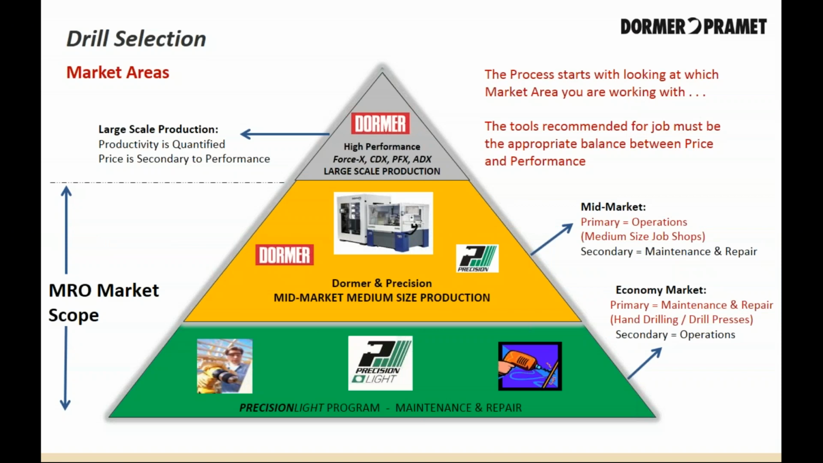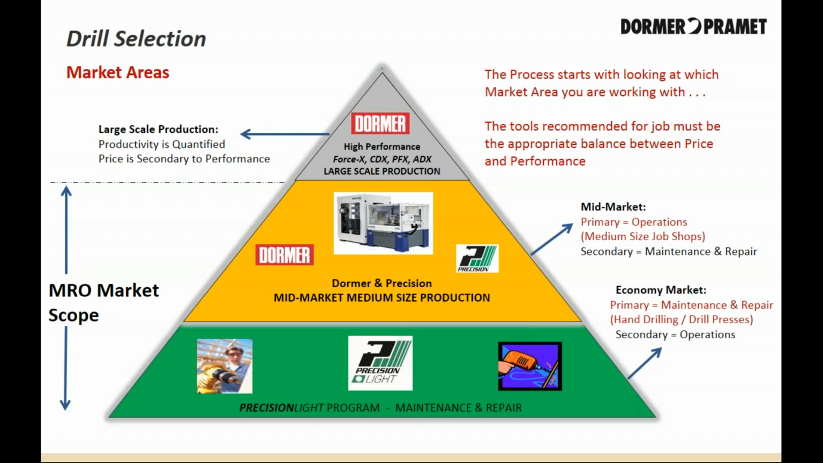The very first step in the drill selection process is to determine the market area you are working with. This starts the process of narrowing down the types of drilling products we should be looking at. Our drills can be grouped to best address these three market areas. The top of the triangle depicts large-scale production and high productivity. This market area is usually best addressed with high-performance tools. Solid and coolant through coated carbide drills and Cobalt parabolic drills from our selection is typical.